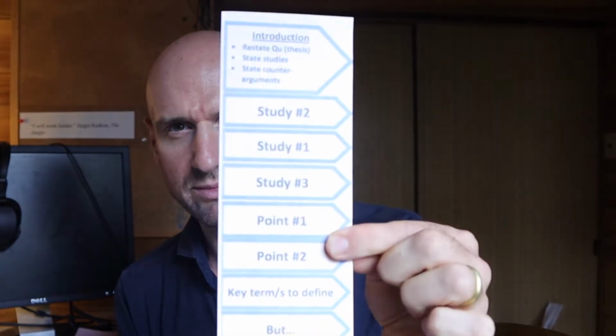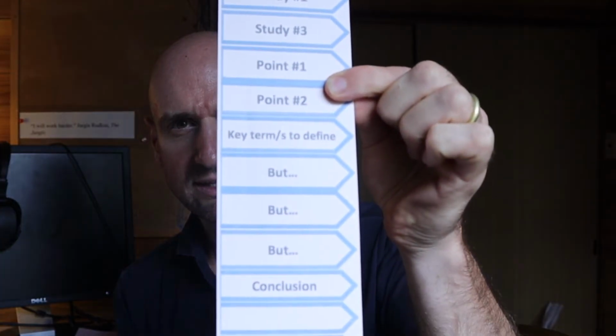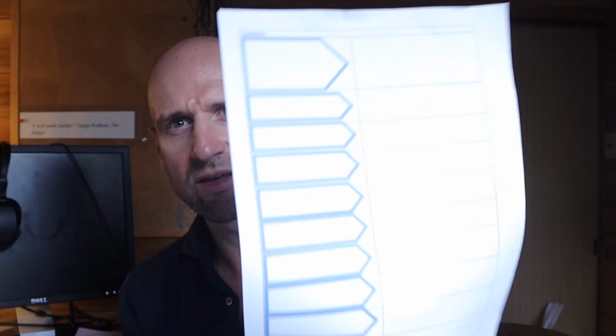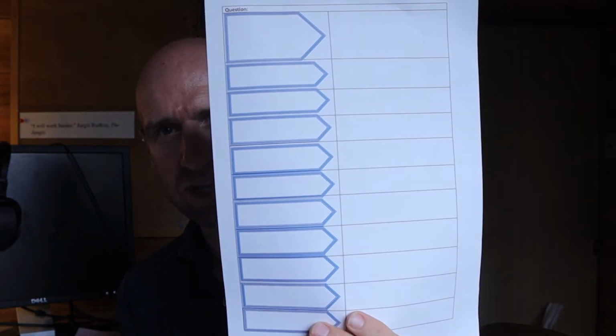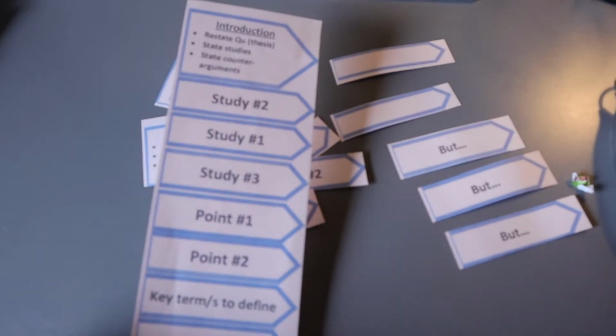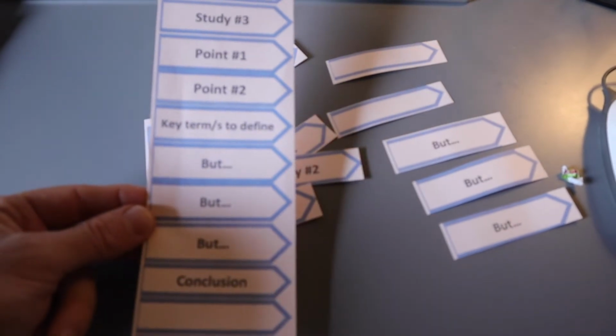First of all, I printed out a page like this, on colored card. Can you see that? The students would cut these out, and I'll show you this in a moment. Then I gave them this page here, and let me show you how it worked. On this page are all of the individual pieces that I would expect to go in an essay: introduction, 3 studies, 1 or 2 key points, a key term to define, 3 buts, and a conclusion.